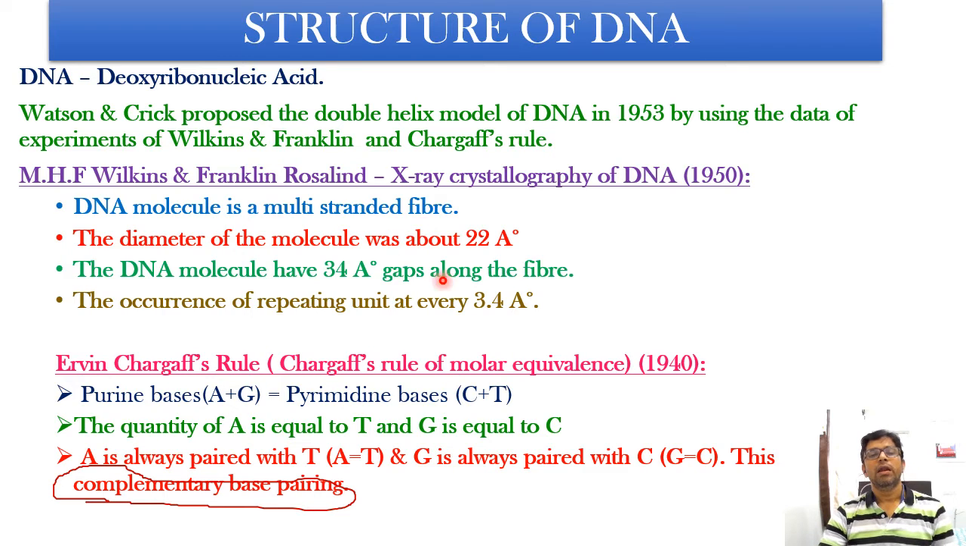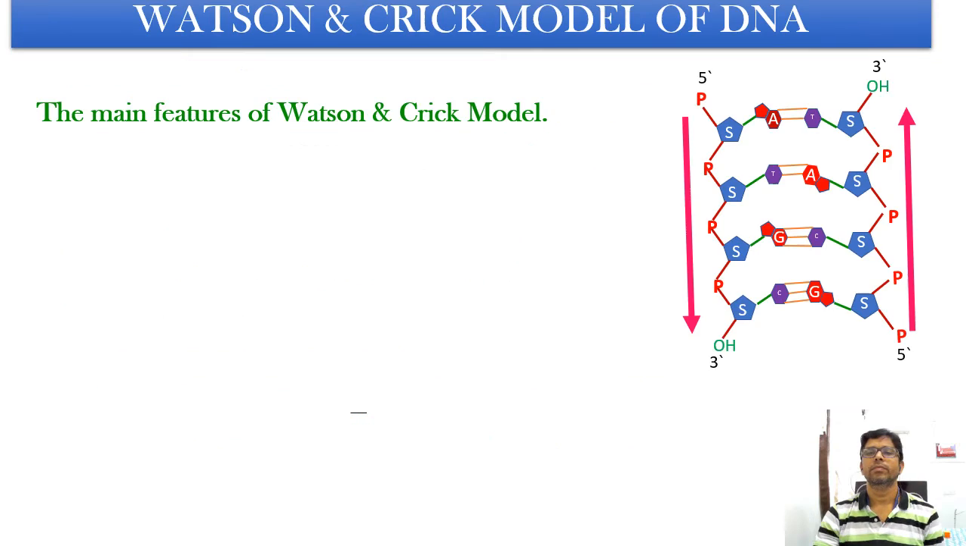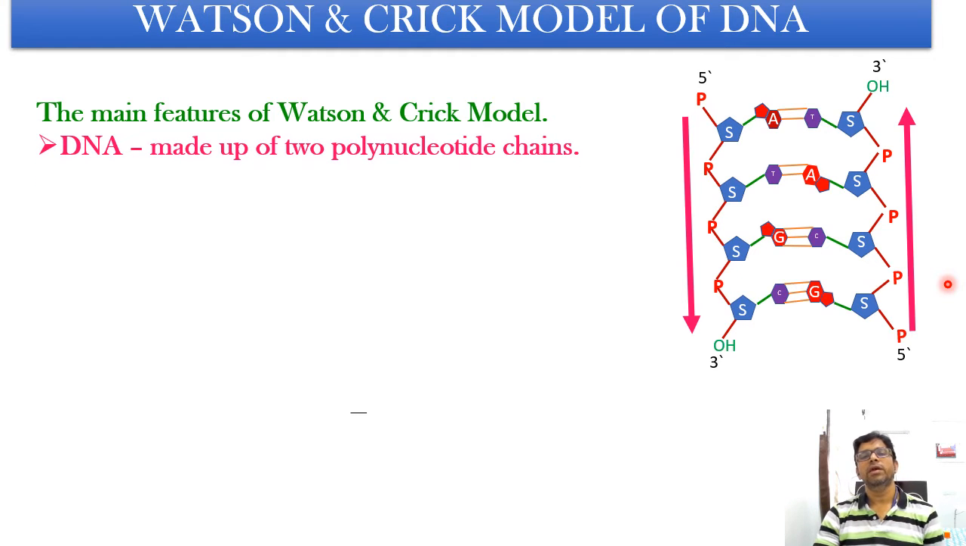Okay. Next, coming to the structure of DNA, which was proposed by Watson and Crick. Let us discuss the main features of the Watson and Crick proposed model of DNA. Here, the first point is: DNA is made up of two polynucleotide chains.